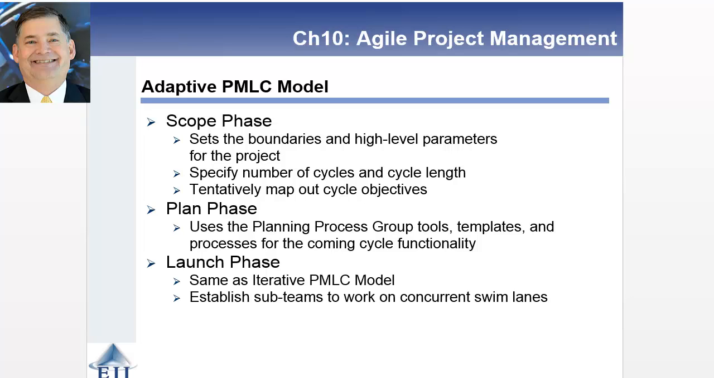You then move into the planning phase, and during the planning phase, you're going to use the normal tools, templates, and processes, but remember, Agile is lean. And it's very lean when you're talking about an adaptive project management lifecycle model. You're going to have light documentation and light planning until you can learn more and just use the structure of the cycles to help you with that planning process. Again, you'll move from the planning phase or planning cycle into the launch phase. It's going to be very similar to what you had before.